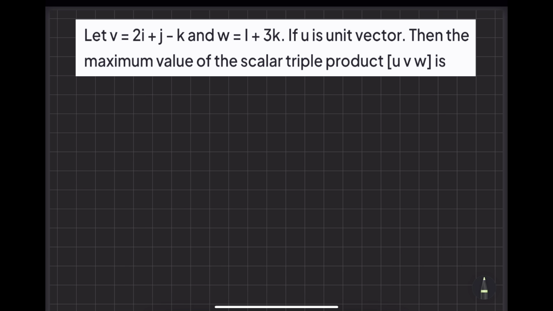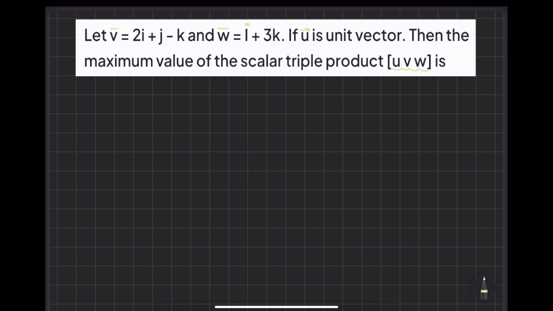So, we got a wholesome new problem which says: let vector v equals this, vector w equals this, and u is a unit vector. And the maximum value of the scalar triple product of this thing is.